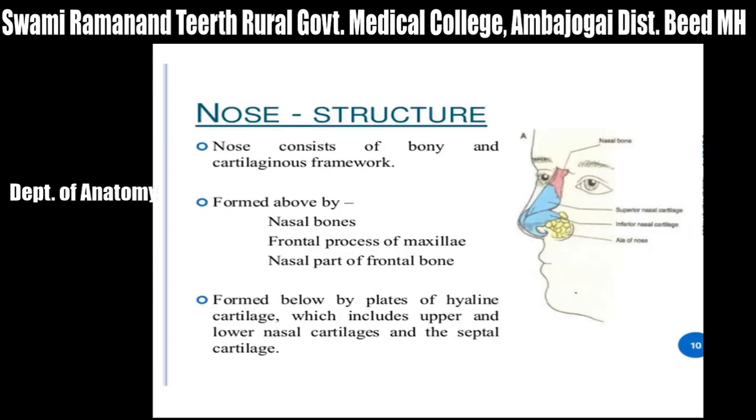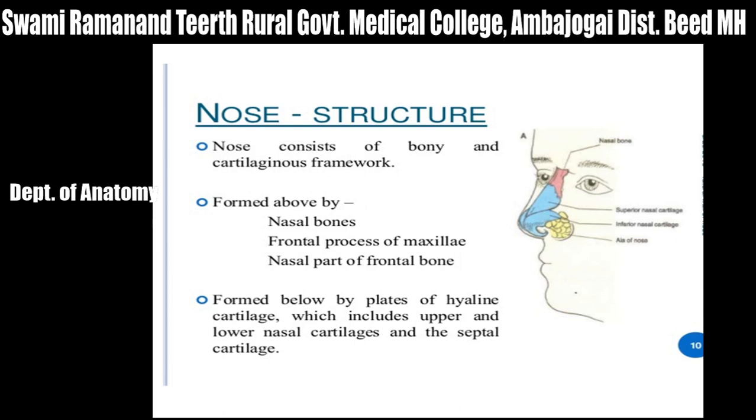So first we will see what is the nose. This is an important structure which is present on the face. This nose is important as it helps in the inspiration of air and expiration of air, as well as it is helpful in the smell function. It consists of bony as well as cartilaginous part.